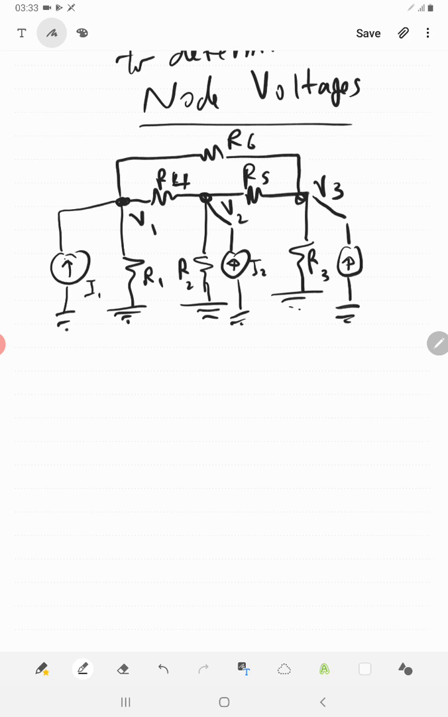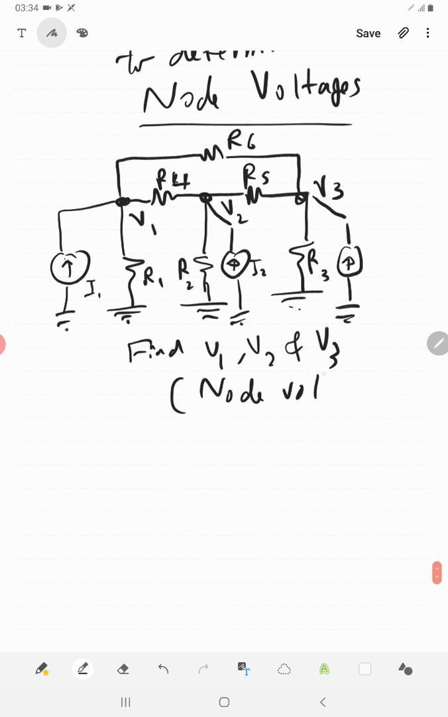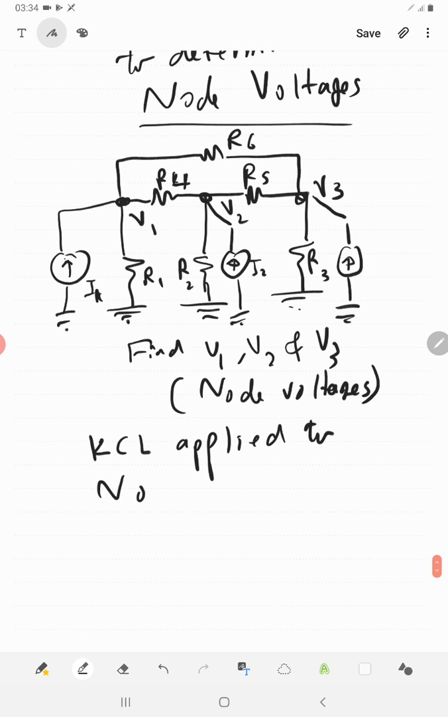Now, we want to find V1, V2, and V3, i.e. this node voltage. So we have 3 nodes, means we need 3 equations. We apply KCL to node 1 or node V1.